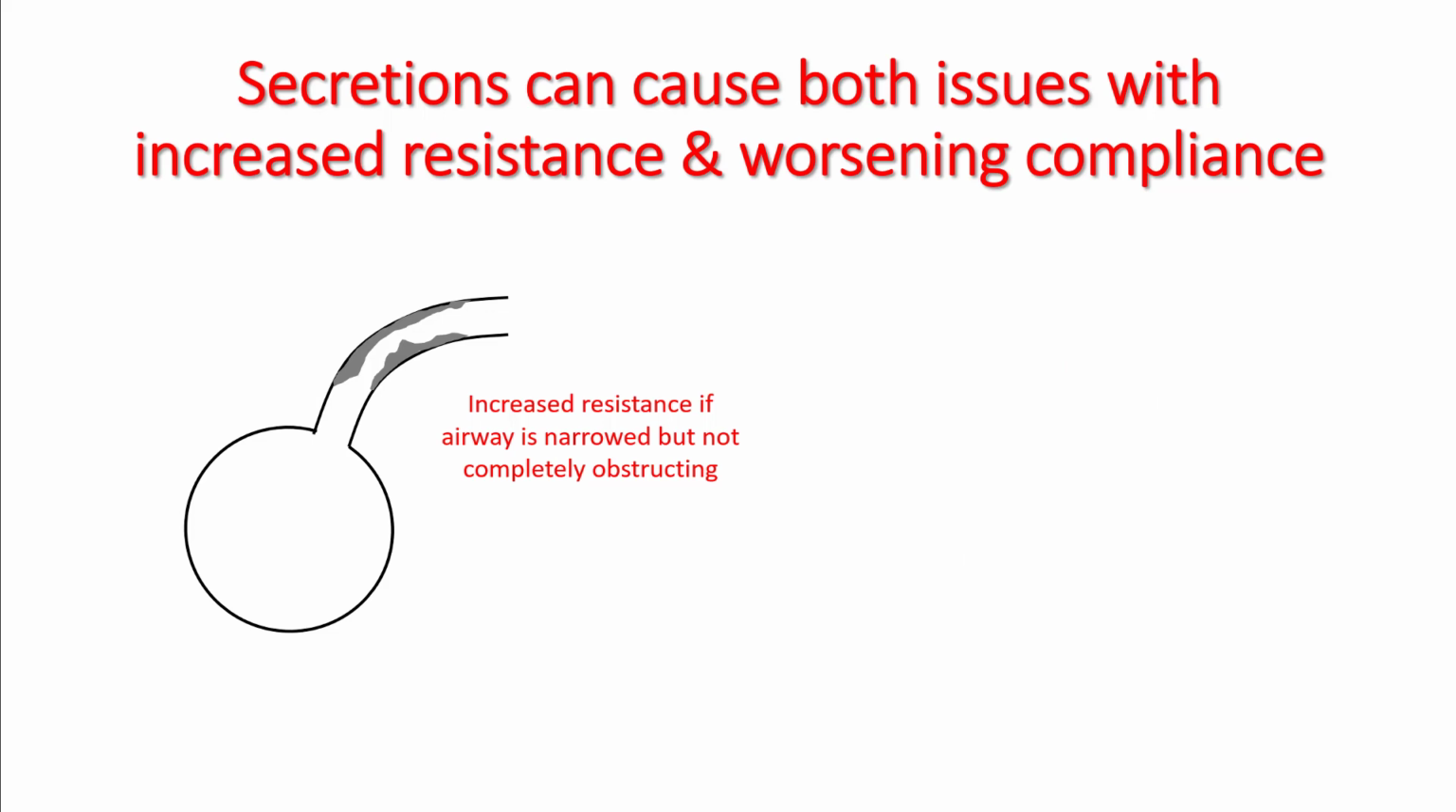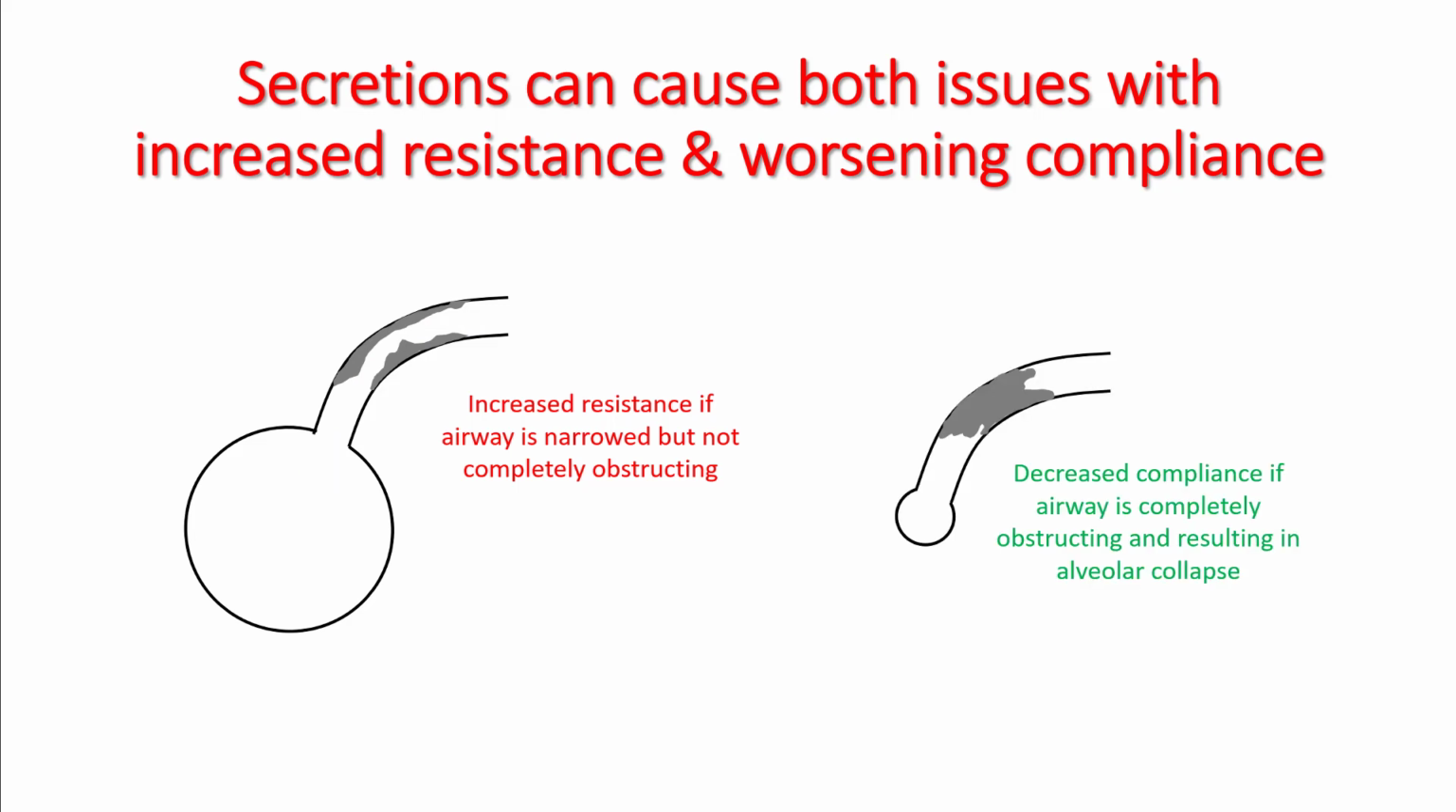Secretions are pretty interesting because they can cause issues with both increased resistance and worsening compliance. If you got airway narrowing from the secretions, you will see increased resistance. However, if you see that the secretions are completely occluding the airway, and which has resulted in alveolar collapse, you will be seeing worsening compliance.